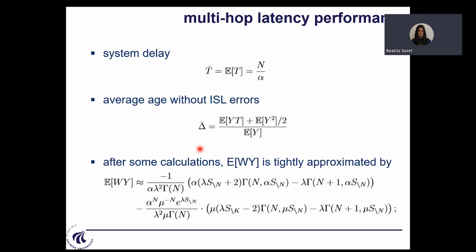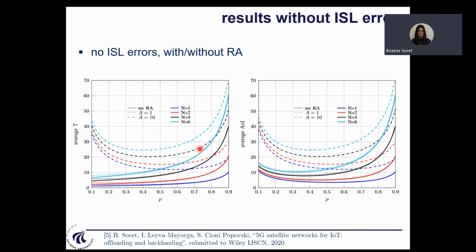Okay, and I'm skipping the math, of course. I just want to show the trade-offs in the results. So here is the first set of results without errors in the ISL. And we are looking at the impact of the random access in the GSL in the first node.